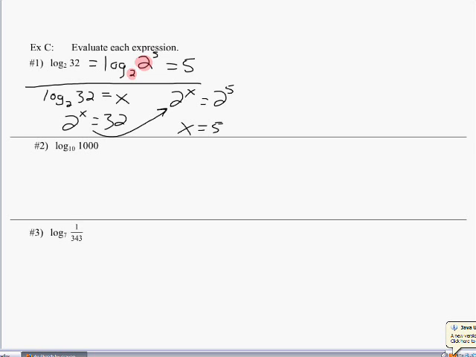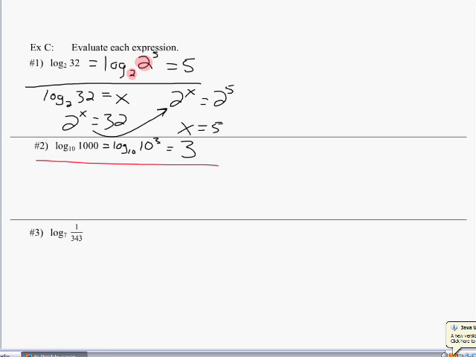Number 2, log base 10 of 1,000. If we could change this 1,000 so that it had the same base as the 10, which would be a base of 10. 10 times 10, that's 2 tens, is 100, times 10 more is 1,000. That means this is 10 to the third. Using log ID number 1, our base of our logarithm is 10, our argument's base is 10, this whole thing equals the exponent, which is 3.